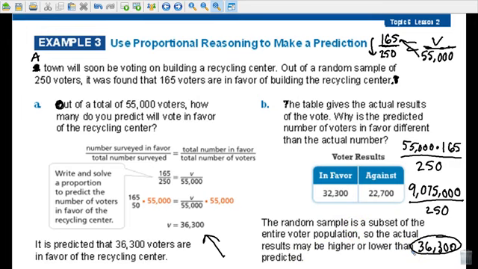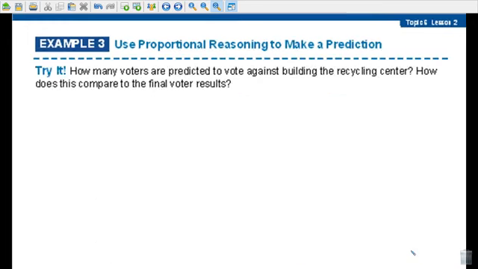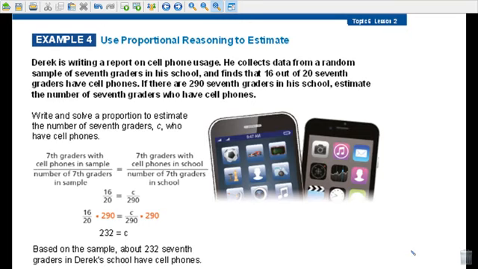Let's go to example 4. Example 4, use proportional reasoning to estimate. This is the same exact thing we just did before. Derek is writing a report on cell phone usage. He collects data from a random sample of 7th graders in his school and finds that 16 out of 20 7th graders have cell phones. If there are 290 7th graders in his school, estimate the number of 7th graders who have cell phones.